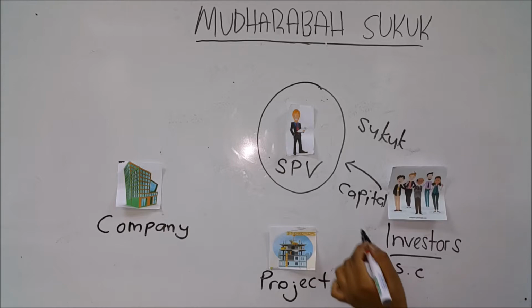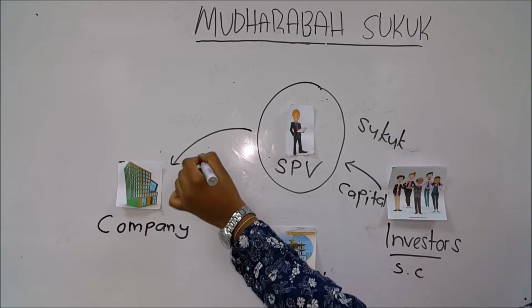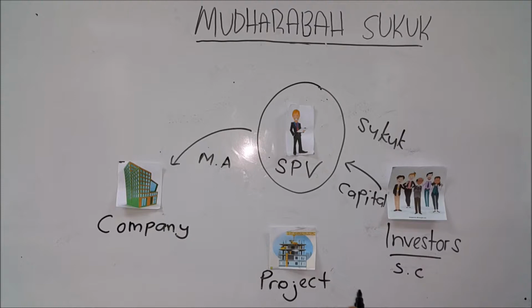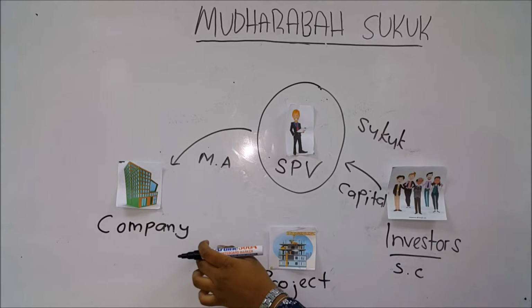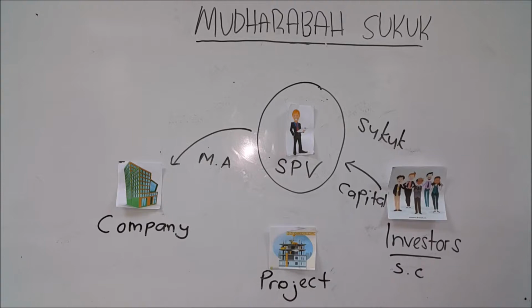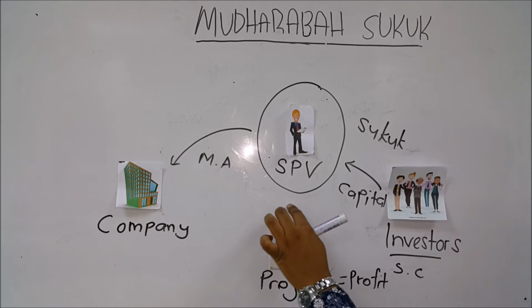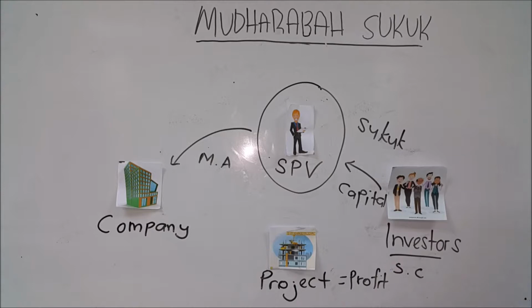Later on, the SPV and the company will enter into a mudaraba agreement. Under the mudaraba agreement, the SPV will become the Rabbul Mal and the company will become the mudarib. The SPV agrees to provide capital and the company provides skills. The purpose of the agreement is to generate profit from the capital. The profits will later be divided between the SPV and the company according to their mudaraba agreement. Finally, upon the maturity period, the SPV will return the capital to the investors, redeeming the sukuk certificates.